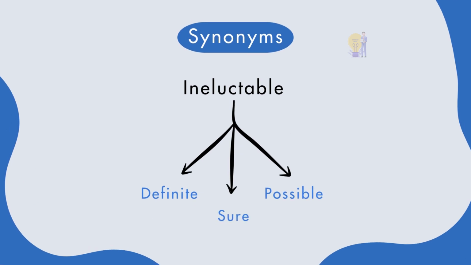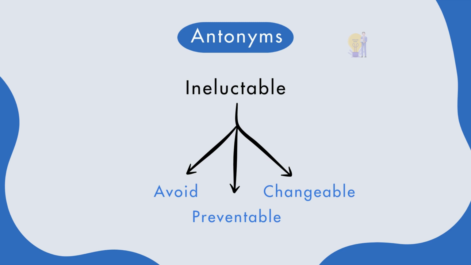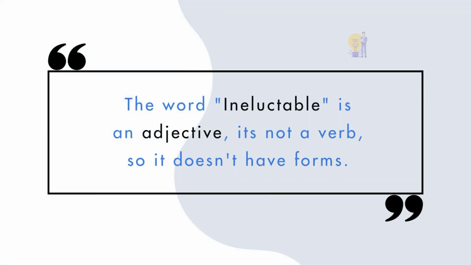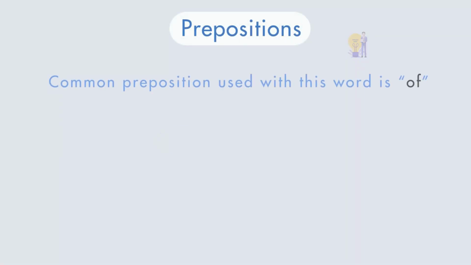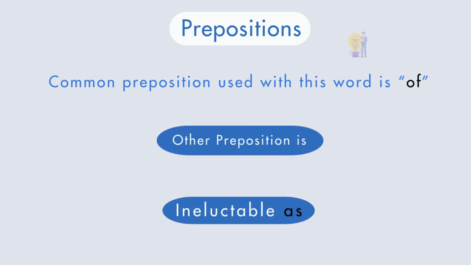Synonyms of ineluctable are definite, sure, possible. Antonyms are avoid, preventable, changeable. The word ineluctable is an adjective. It's not a verb, so it doesn't have forms. Common preposition used with this word is of, and the other preposition is as.